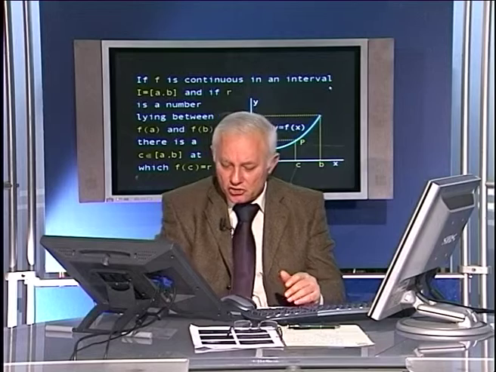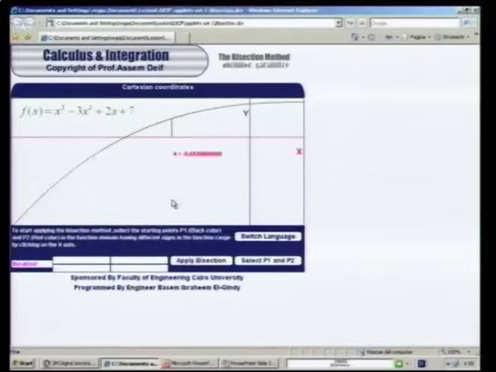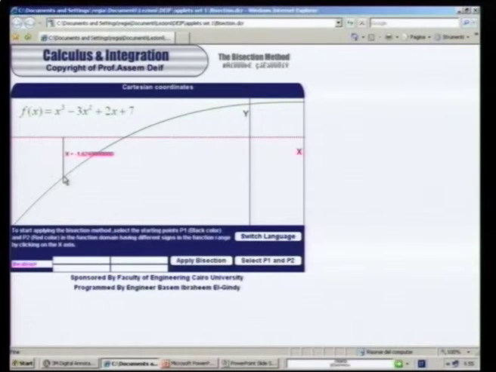For example, one of the applications is called the bisection algorithm, and this is known from the time of the Hindus and the Arabs as well, and Fibonacci, the Italian in the Middle Ages, knew this theorem. Suppose they want to calculate the root of a certain function. Here is a function like x cubed minus 3x squared plus 2x plus 7. Of course, there are explicit ways of finding the roots.